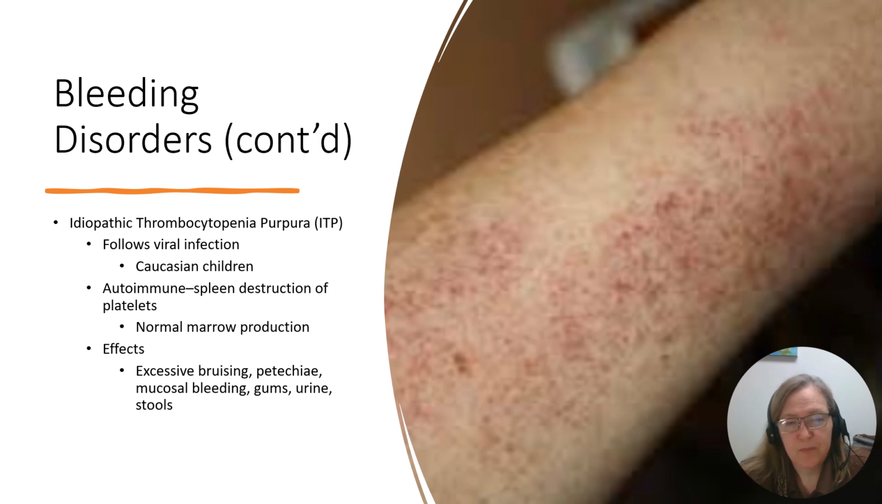Normally you would see something like this and you would think of bone marrow cancer, leukemia, but there's actually normal marrow production. So this is something we might think of, and we would test for leukemia. If we rule out leukemia, then we might think of ITP. So the presentation of this is excessive bruising, petechiae, bleeding of the gums and the oral mucosa, bleeding in the urine, and bleeding in the stools.